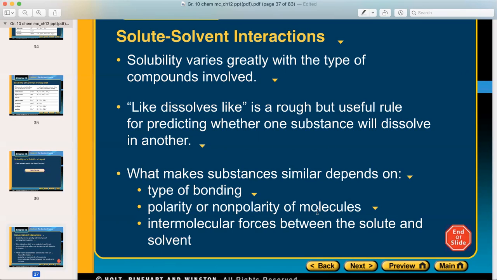Polarity or non-polarity of molecules, I have already discussed. Intermolecular forces between the solute and solvent. What type of forces are present in solute and what type of forces are present in solvent? We have London dispersion force, we have hydrogen bonding. All these are included in intermolecular forces.